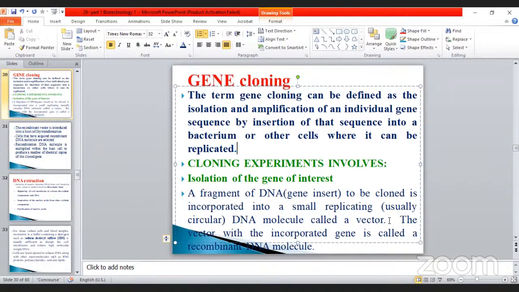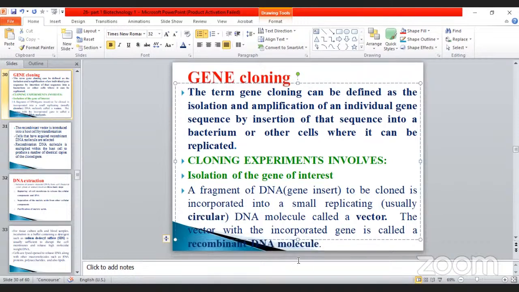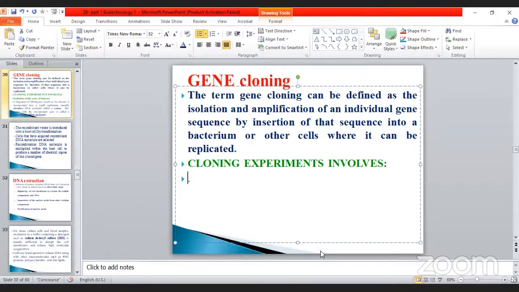So what is the vector? A small DNA molecule into which we are going to insert another fragment. Such a DNA molecule is called a vector. It is usually circular in nature. The vector with the incorporated gene is called a recombinant DNA molecule. Which gene are we going to incorporate? Such a gene is called what?